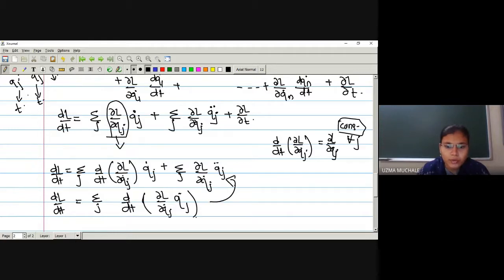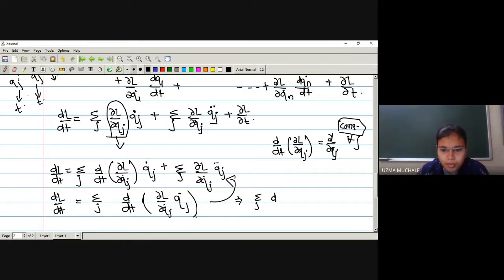The above equation I have written in compact form. If you want to check whether this equation is exactly equal to the earlier one, you have to find the derivative of this term. The summation over j is common for both terms. As we are going to differentiate with respect to t, dou L by dou qj dot as well as qj dot are both functions of t, so you have to use the u into v rule for a derivative.